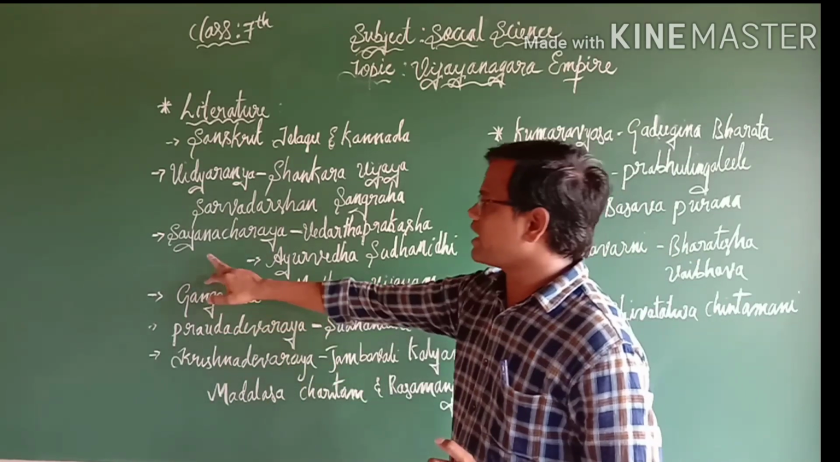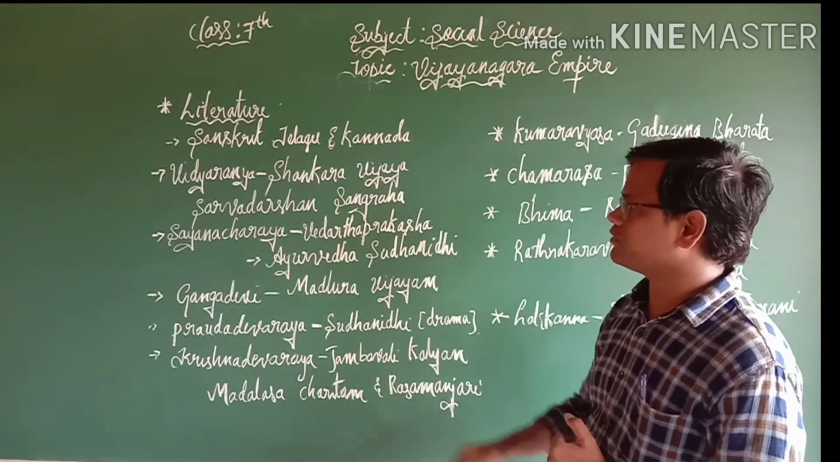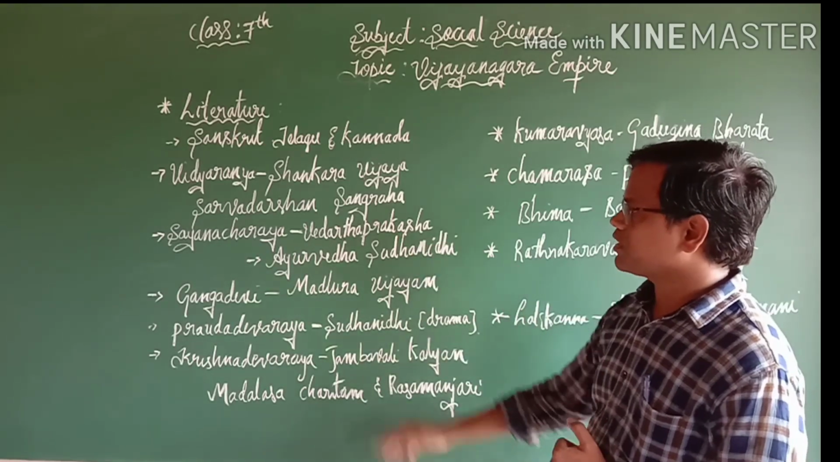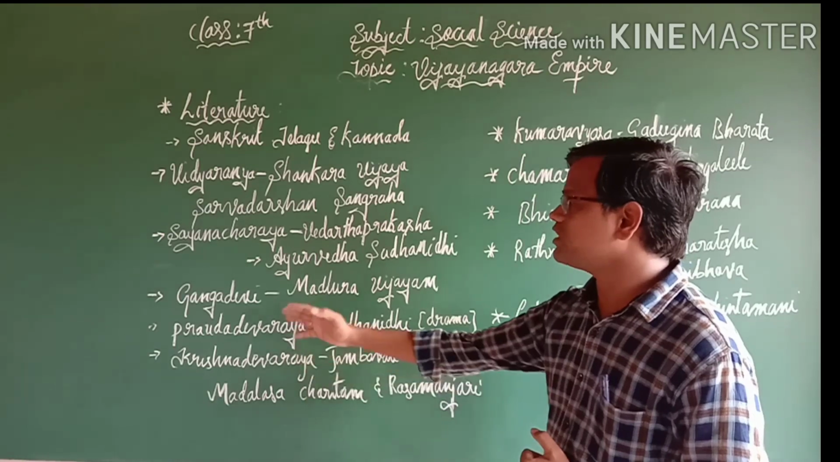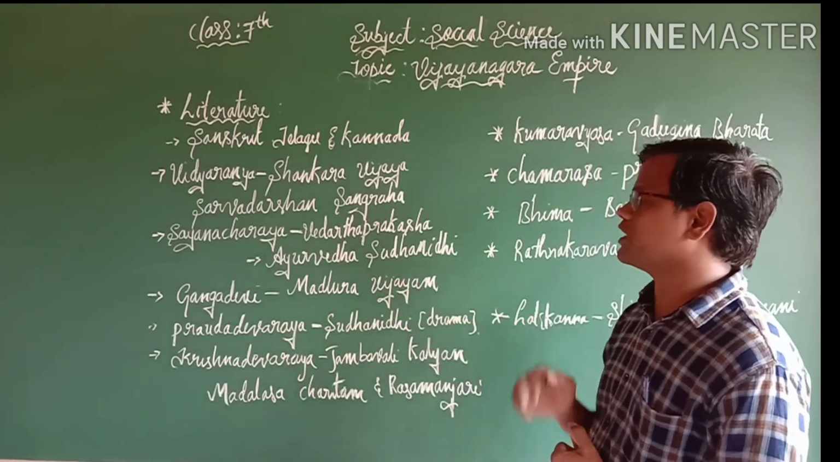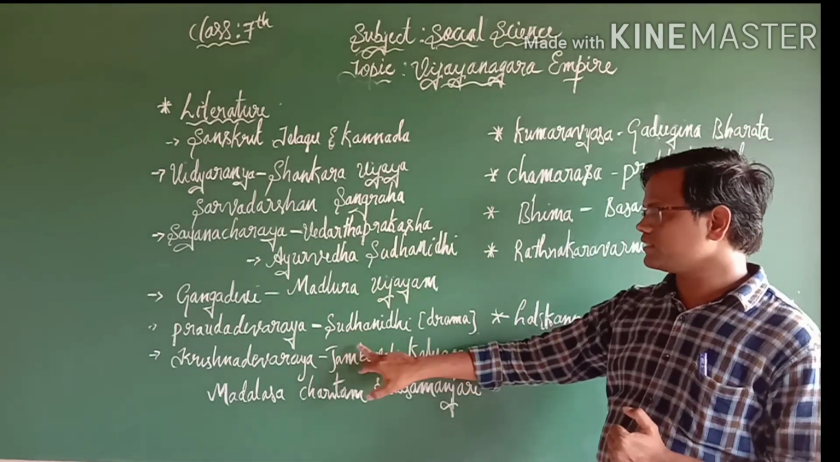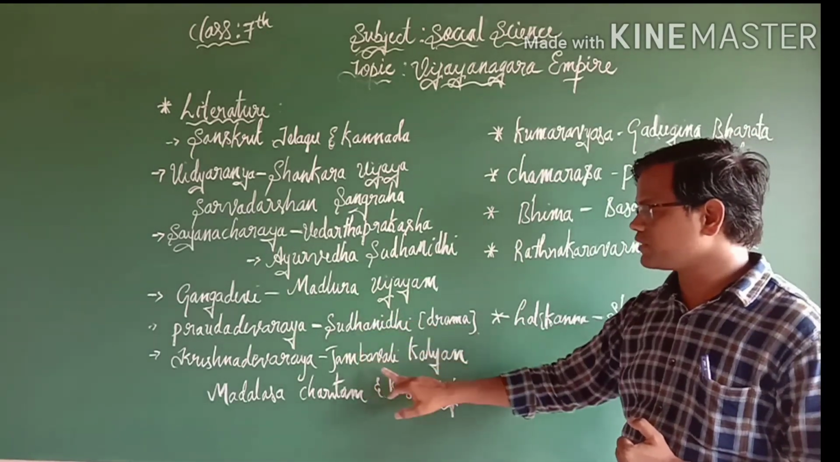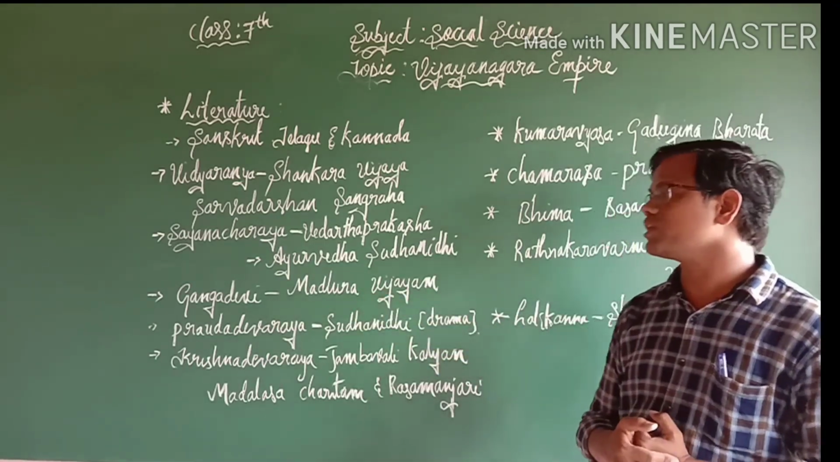The next one, Sayanacharya. Sayanacharya wrote 2 important books. The first one, Vedartha Prakasha, and Ayurveda Sudhanidhi. And Ganga Devi. Ganga Devi wrote Madhura Vijayam. And Prauda Devaraya, who wrote Sudhanidhi.